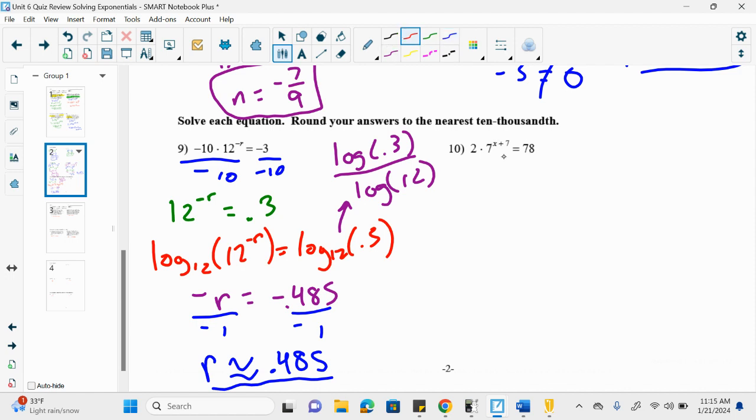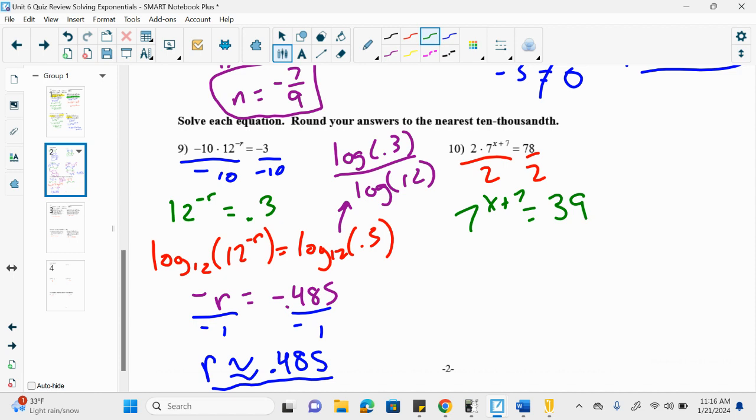So power to a power, or we have a power equals a number here. Let's first get rid of the 2 in front, right? Divide both sides by 2. Now we'd have 7 to the x plus 7 power equals, let's see, 78 divided by 2, that's 39. Again, going back to what we said, there is no easy, nice way with whole numbers to rewrite 7 to the x plus 7 equals 39 using base 7 or any base.